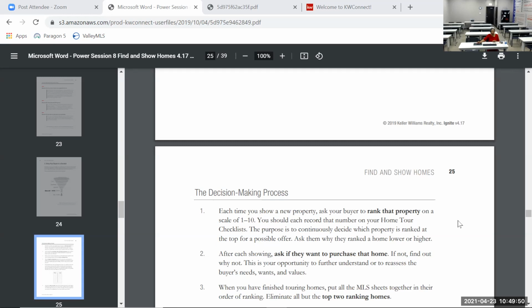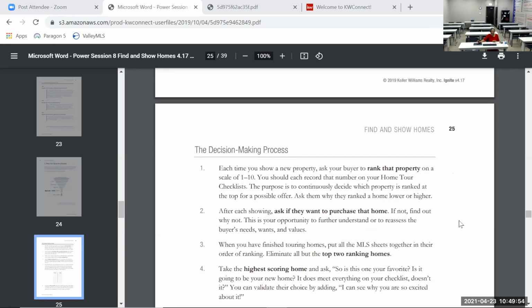Ask them why they rank the home lower or higher. After each showing, ask if they want to purchase that home. Don't wait till you show all 4 and then say, "Okay, now which one of these do you like? Do you want to put in an offer on one?" No. After each showing, ask them, are you ready to purchase this home? Are you ready to put in an offer on this? If not, find out why not.